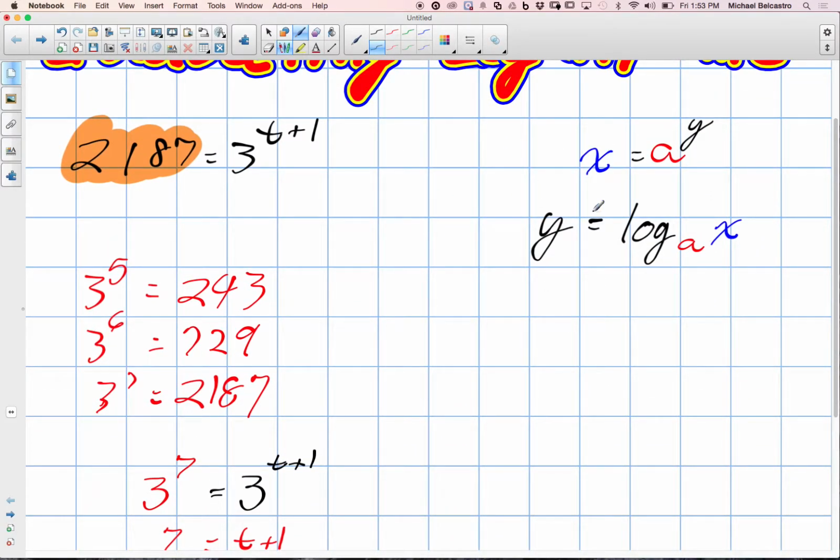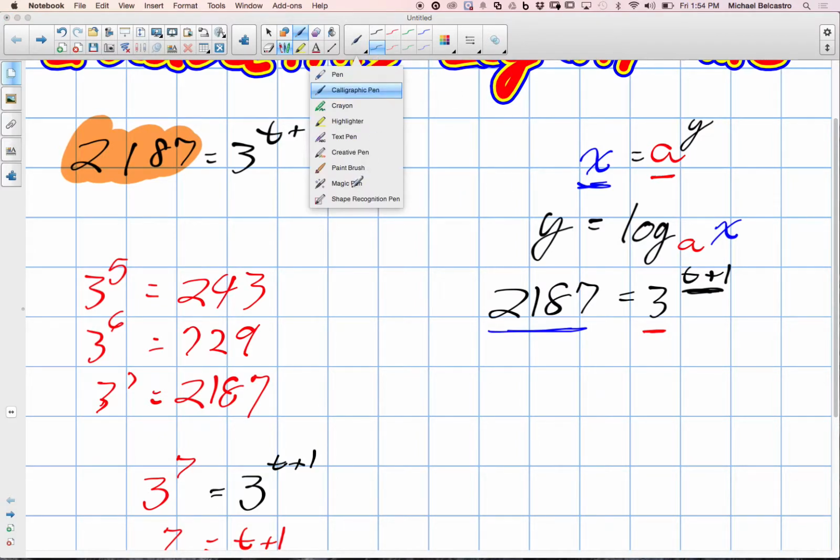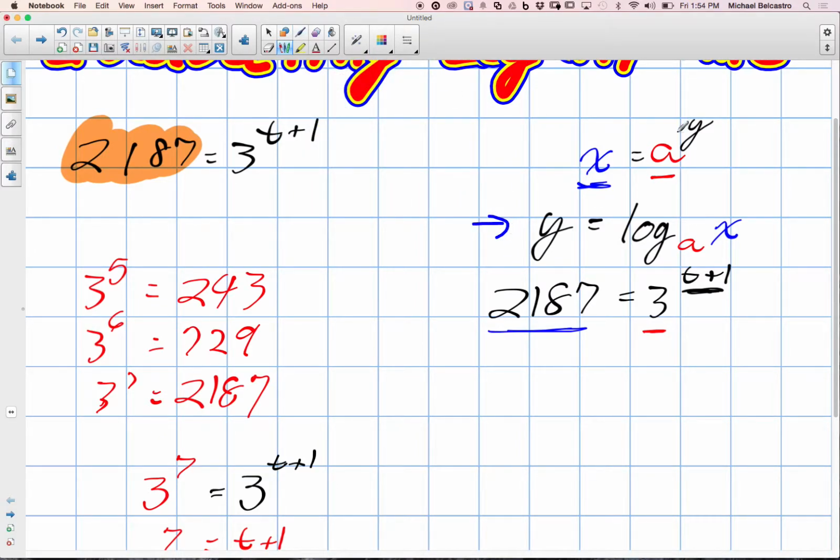Okay. Let's use this method now. So let's take our exponential function. I'll rewrite it again. 2,187 is equal to 3 to the power of t plus 1. Okay, and we'll kind of try to relate them to exponents here. So this 2,187 would be our x value. The a value would be our base 3. And the y value would be the t plus 1. So if I was to rewrite it this way, that y value then becomes what this equation is equal to. So I'm going to take the t plus 1.